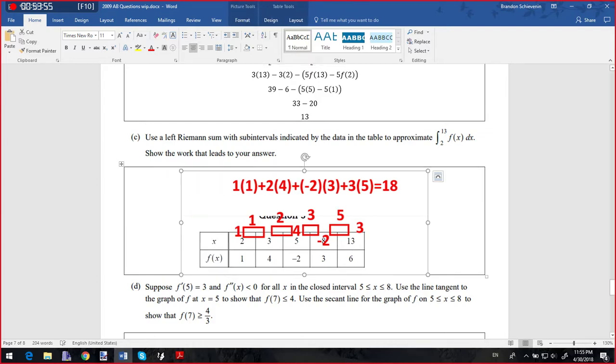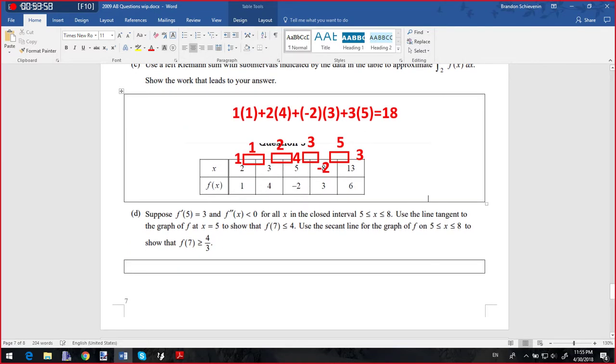Any questions on what we did for the Riemann sum? Nope. All right, last one.